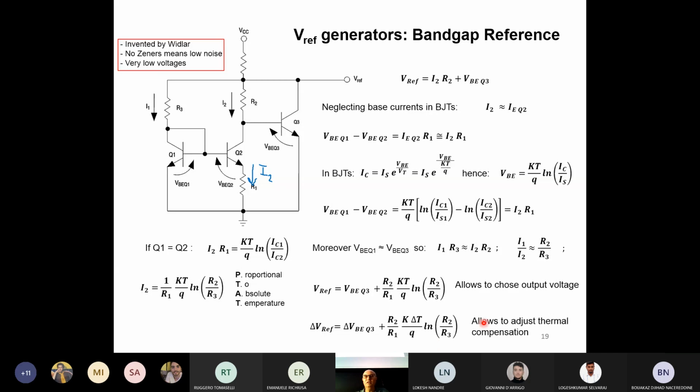What we do is just write this expression, and instead of delta Vref, we put 0. I don't want any variation with temperature. So I can get this equation here that must be satisfied for having 0 variation in temperature. Okay?